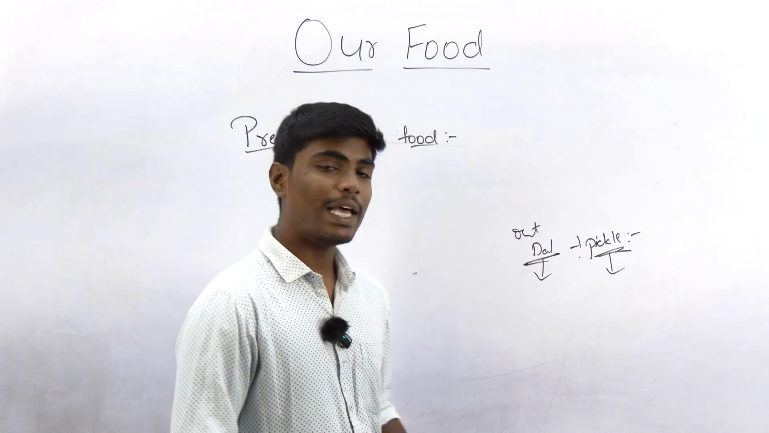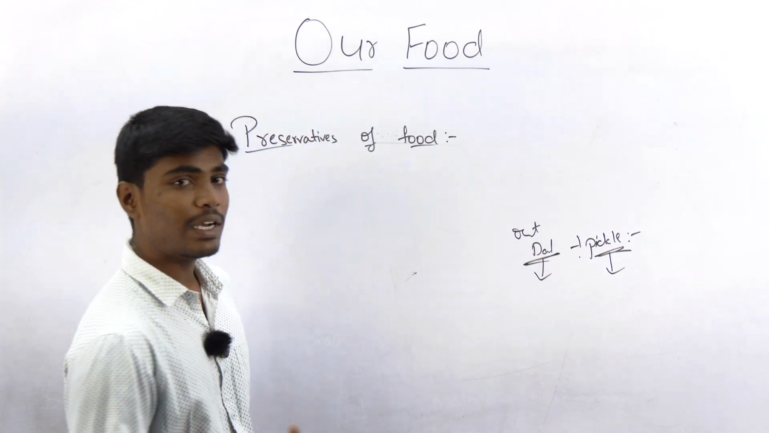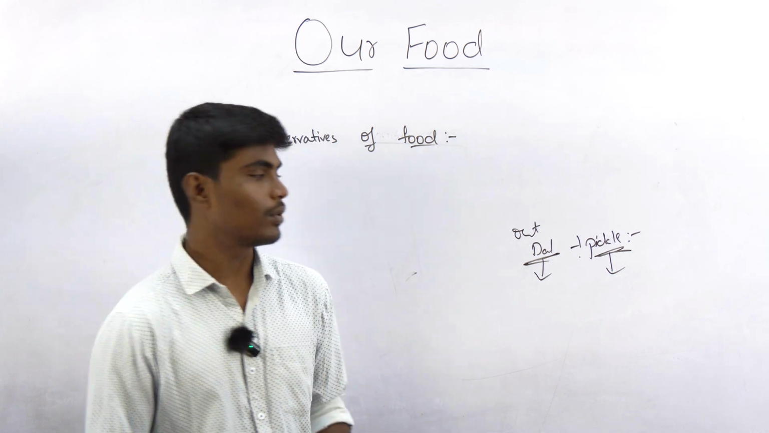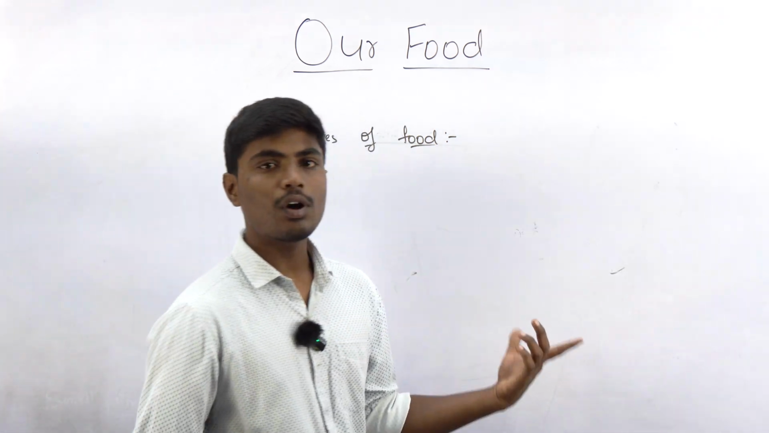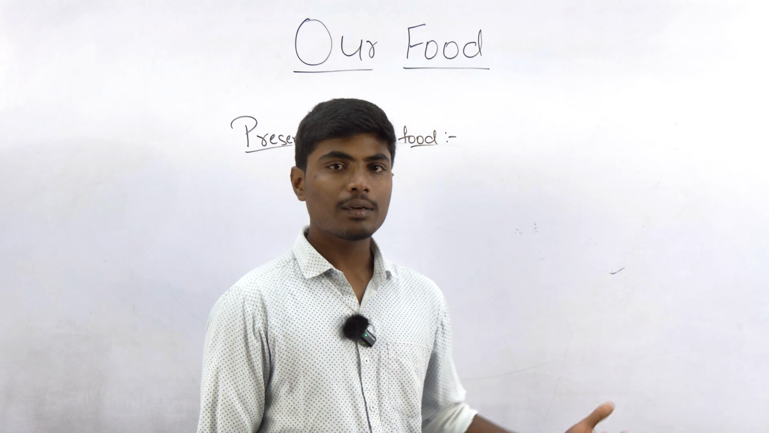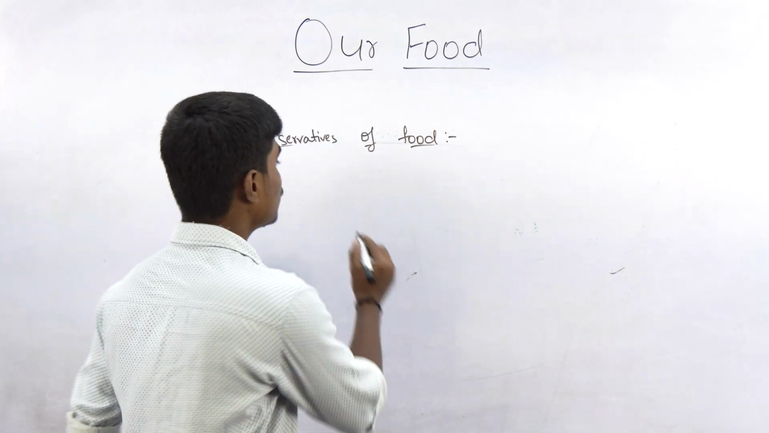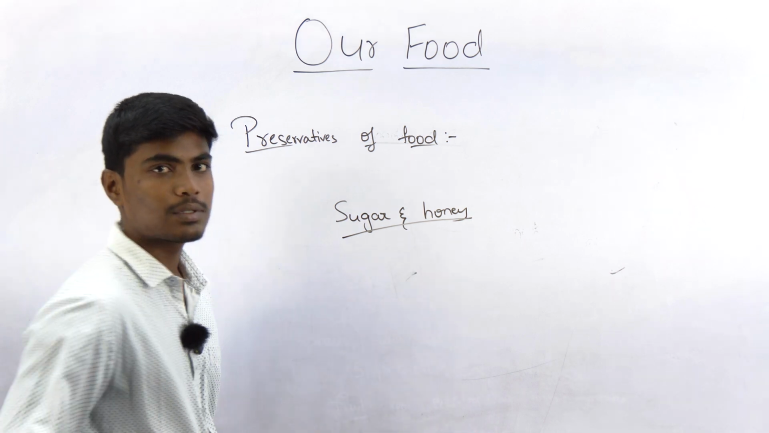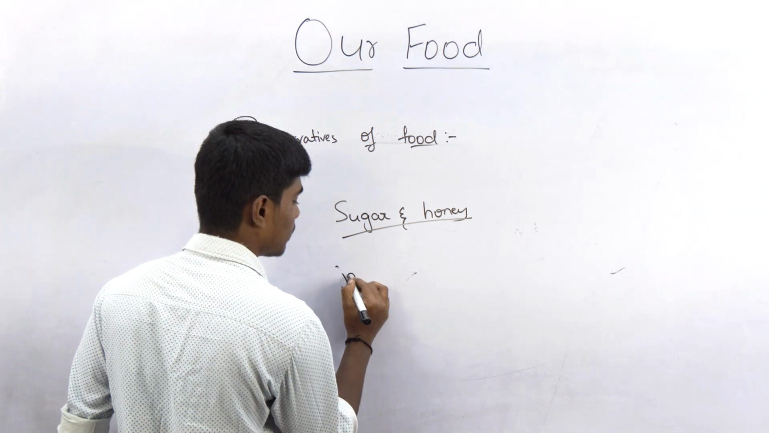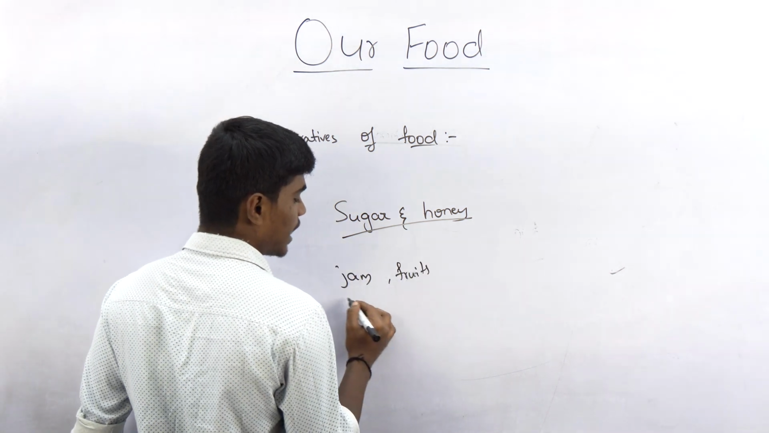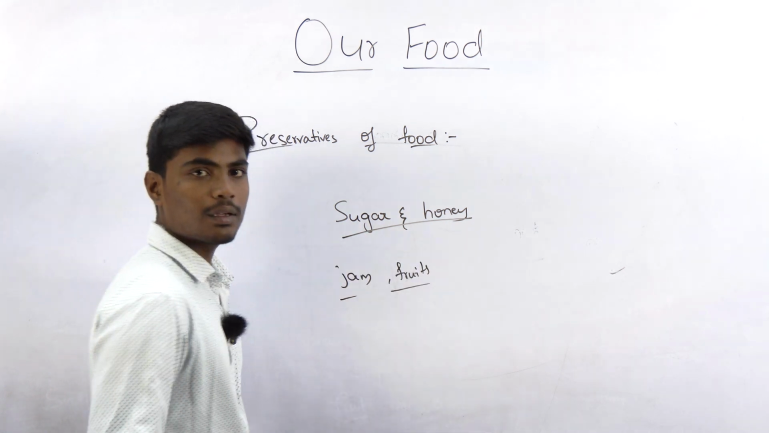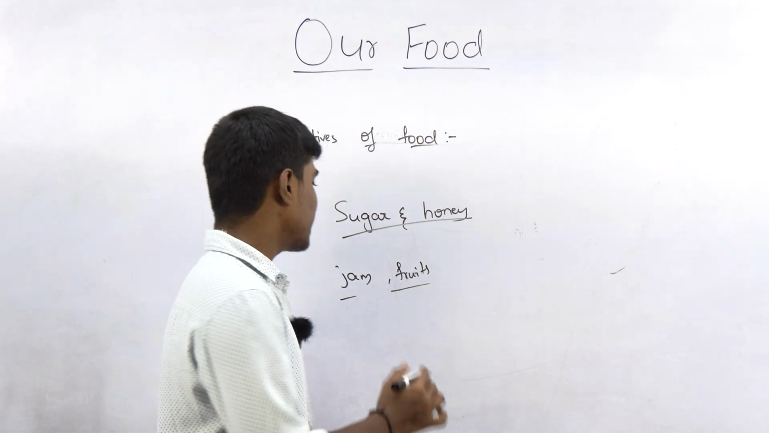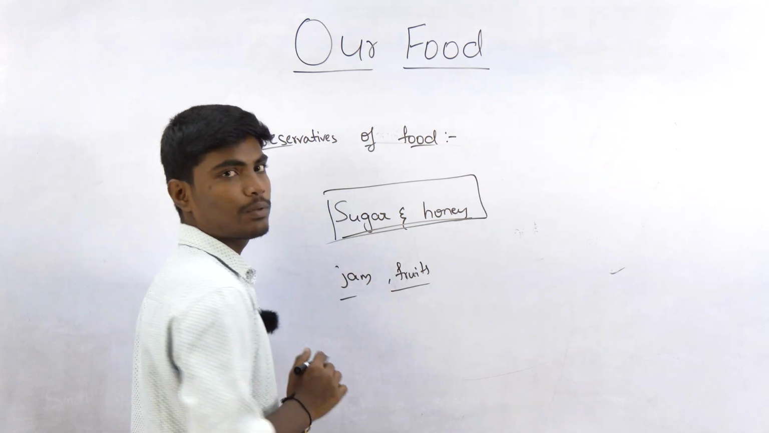In the same way, we generally use different types of preservatives to preserve different types of food. In pickle, we use oil and salt as preservatives. You know, sugar and honey are the best preservatives. If you take jam or fruits, if they are stored in sugar or honey, they are going to be fresh for several days. So these are the best preservatives.